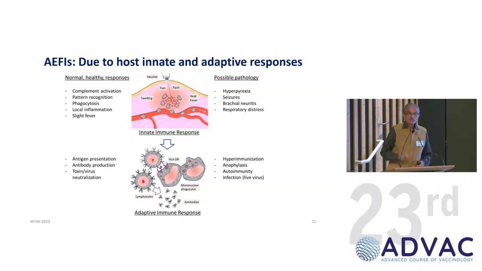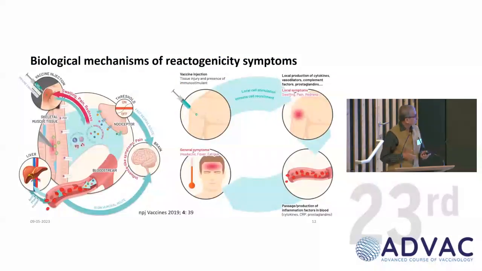One of the very good examples of hyperimmunization, some are affected more. If you have been given a tetanus toxoid two or three times before, and later when you give it again, the whole arm may be affected, pseudoparalysis may occur. And it is a very good example of hyperimmunization syndrome. And this may occur with others: anaphylaxis, autoimmunity. And then you may also get infections.